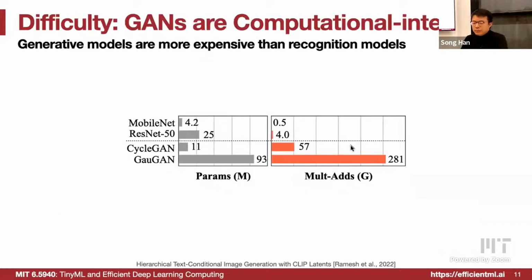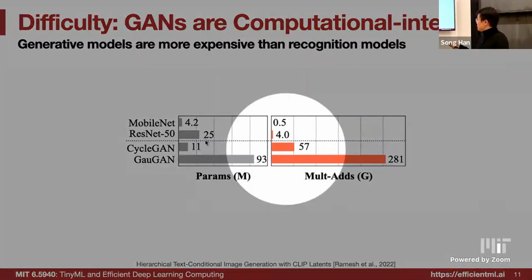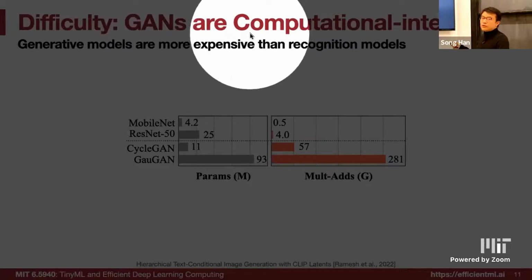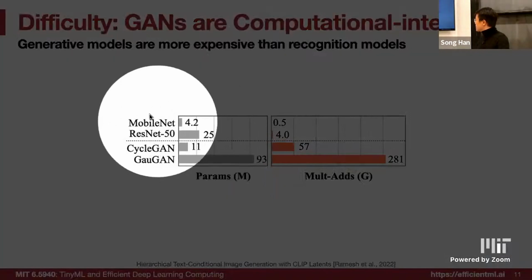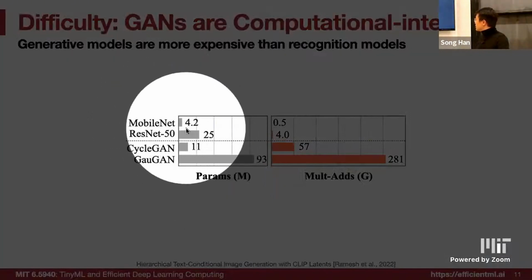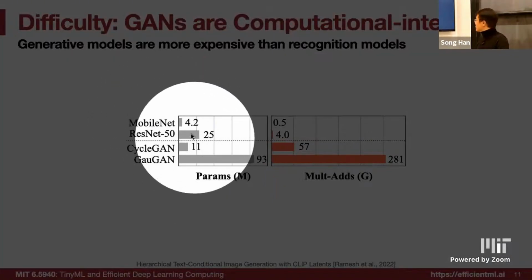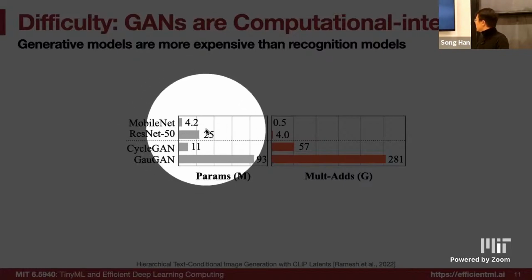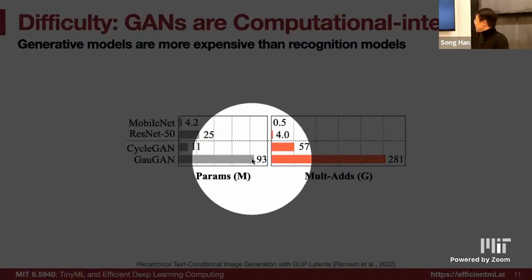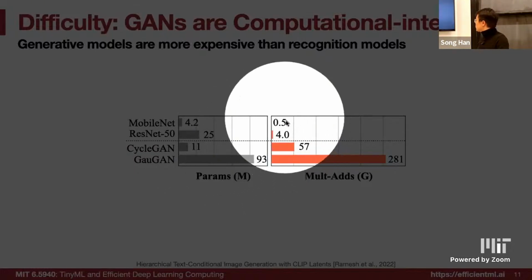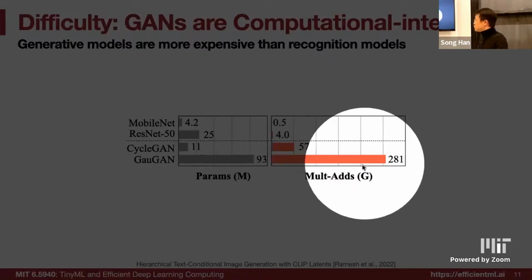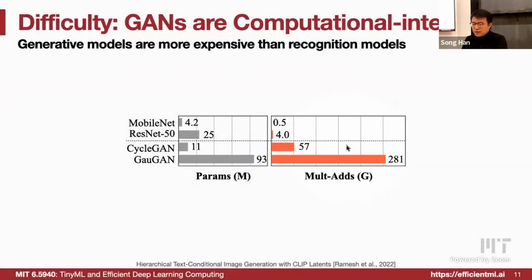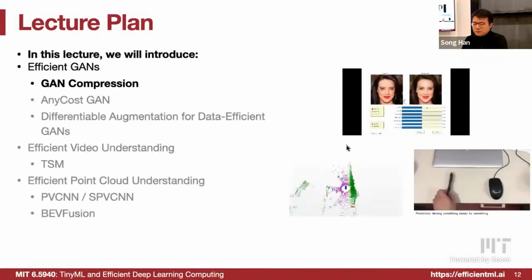So although GAN is pretty powerful, such generative models are much more computationally expensive than recognition models. For example, here we see the number of parameters: MobileNet, ResNet-50. These are discriminative models with 4.2 and 25 million parameters, but the GAN is like 93 million parameters. Versus the FLOPs, below 4 giga MACs versus 200 giga MACs. So it's pretty computationally expensive, which motivates us to compress these GAN models.